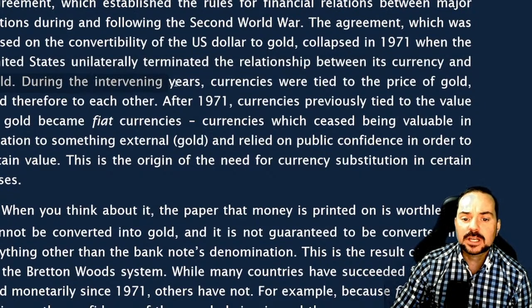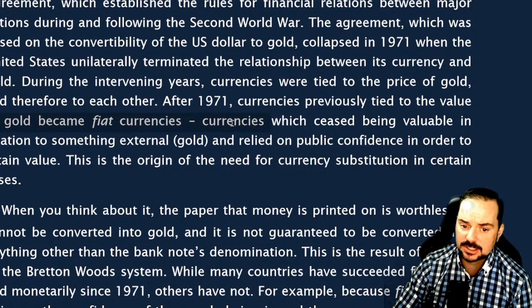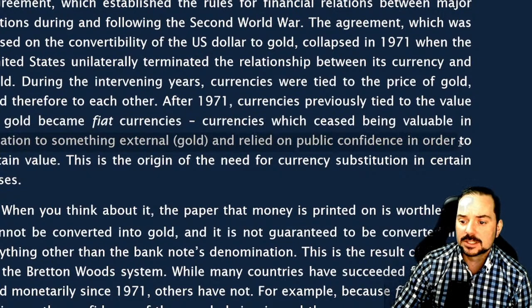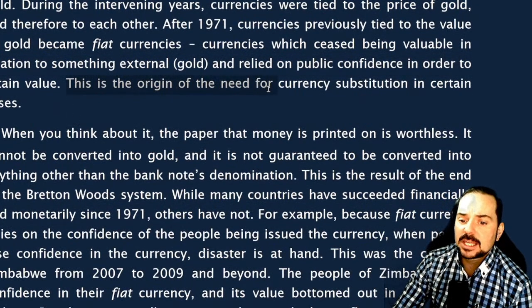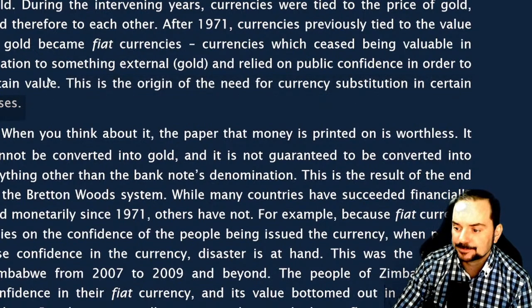During the intervening years, currencies were tied to the price of gold, and therefore to each other. After 1971, currencies previously tied to the value of gold became fiat currencies. Currencies which ceased being valuable in relation to something external, gold, and relied on public confidence in order to retain value. This is the origin of the need for currency substitution in certain cases.